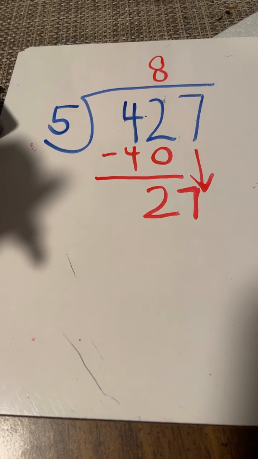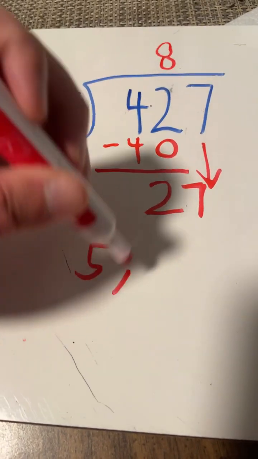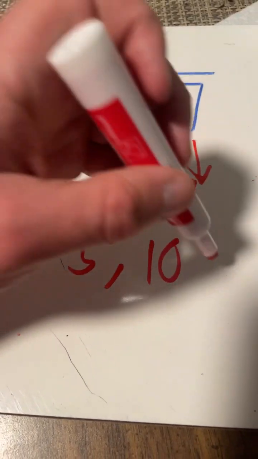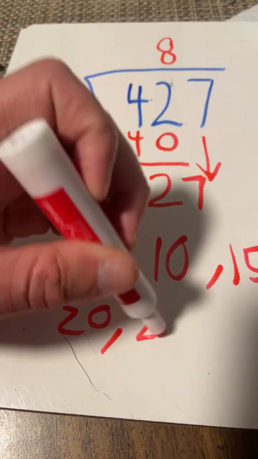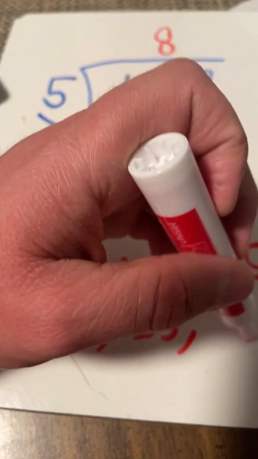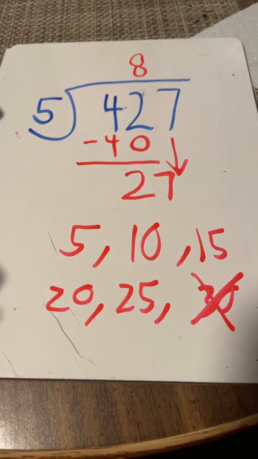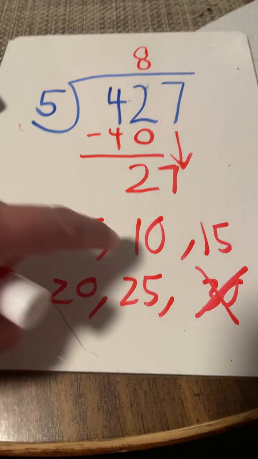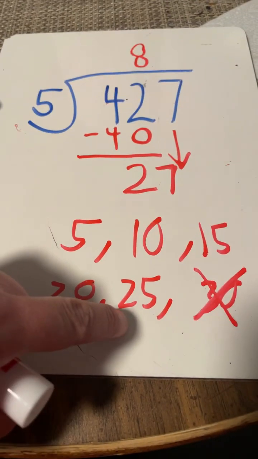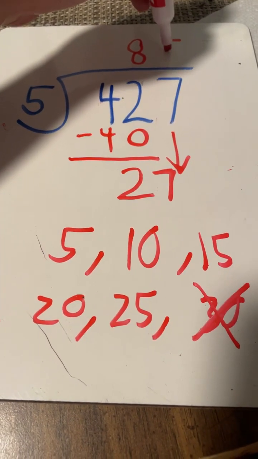Now we're going to count by 5, see how many times 5 goes into 27. 5, 10, 15, 20, 25. If we go up to 30, that'll be beyond 27. That'll be too far. So how many groups of 5 did we get within 27? Let's count them. 1, 2, 3, 4, 5. So 5 goes into 27 5 times.